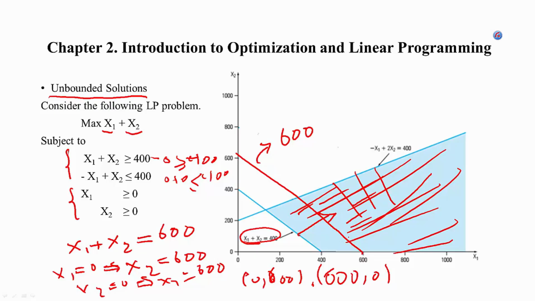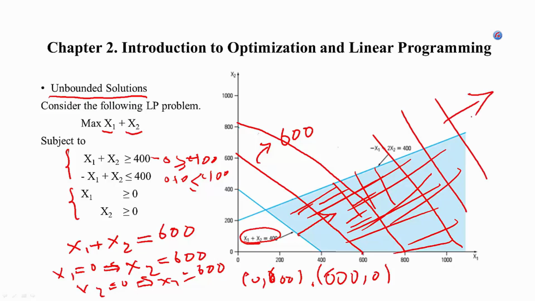You can see that I can increase this line by any value that I want. I can increase it to 800, 1000, and so on. I can increase it as much as I want. There is no constraint on this solution. So in this case, because no constraint limits the increase of the level curve, we say this problem is unbounded. The value of the objective function can go to infinity.